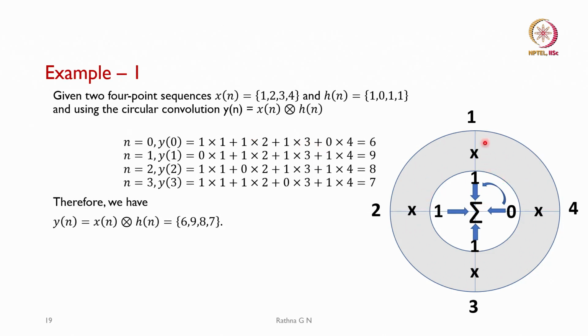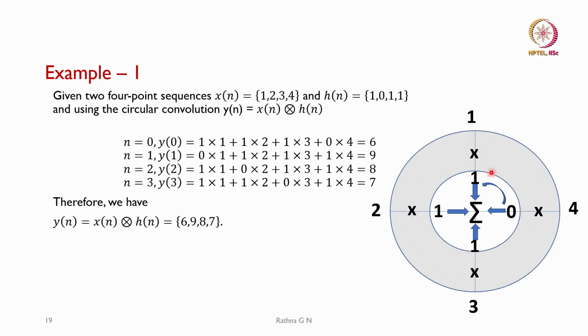So, my x of n is 1, 2, 3, 4, written in this way anticlockwise, and then h of n is 1, 0, 1, 1 in the clockwise. Sorry, x of n is in the anticlockwise and h of n is in the clockwise. So, the first time, we align the x of n and h of n together, and we multiply these numbers, and then all of them.